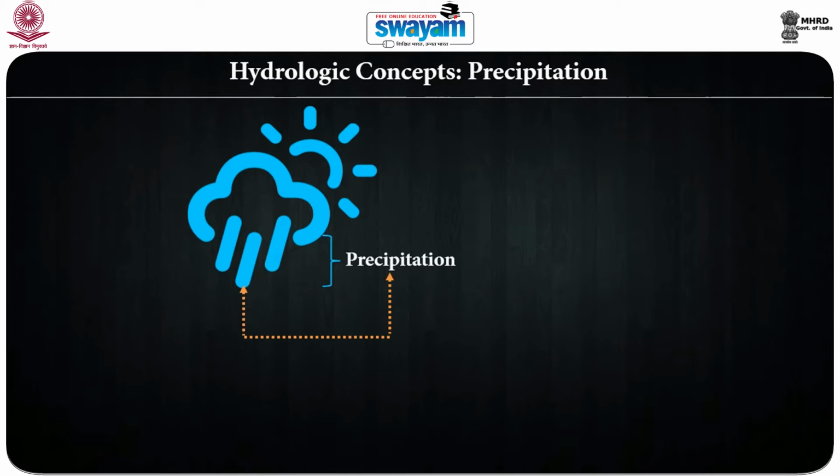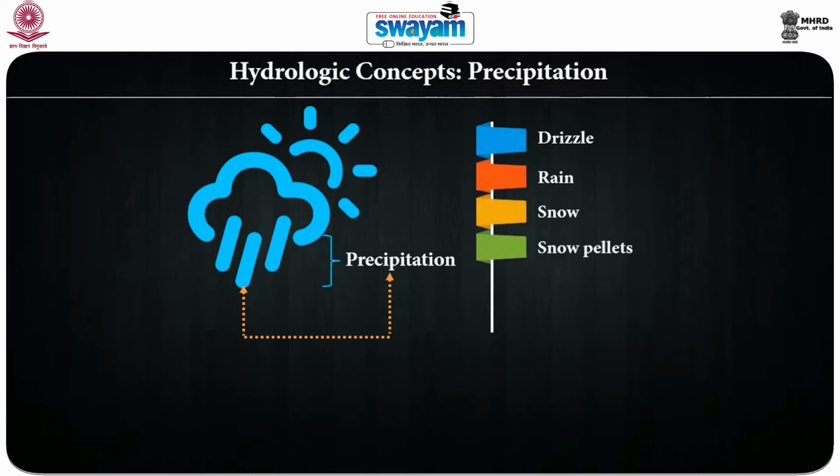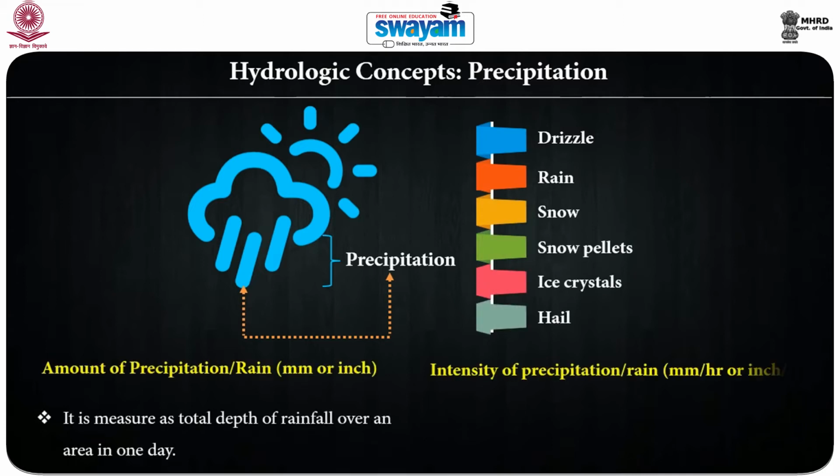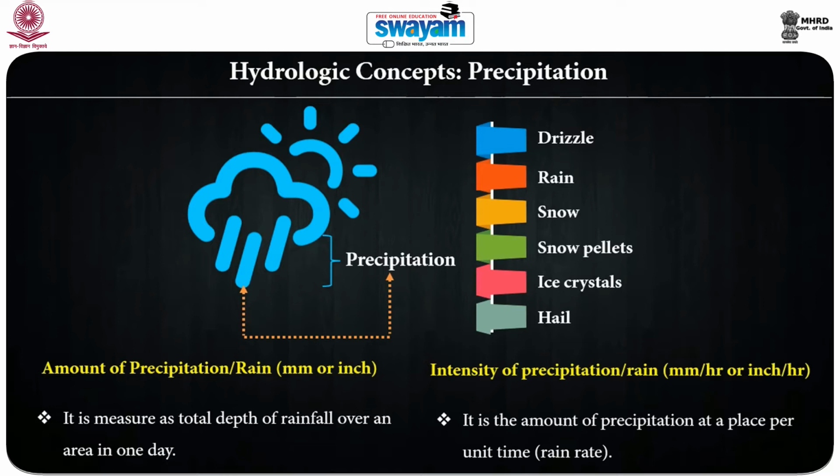Precipitation includes all liquid and solid water particles that fall from clouds and reach the ground. These particles include drizzle, rain, snow, snow pellets, ice crystals and hail. Rainfall is the predominant form of precipitation.